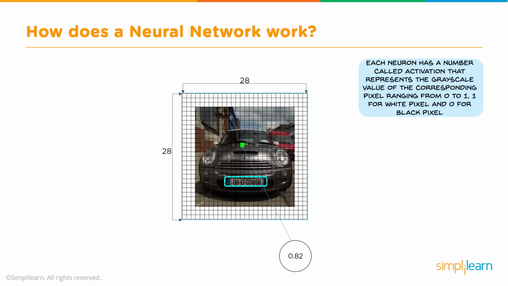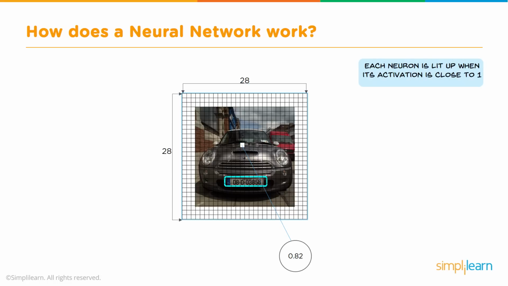And you can see down here we have an example where one of the pixels is registered as like 0.82, meaning it's probably pretty dark. Each neuron is lit up when its activation is close to 1. So as we get closer to black on white, we can really start seeing the details in there. And you can see again the pixel shows this one up there. It's like part of the car, and so it lights up.